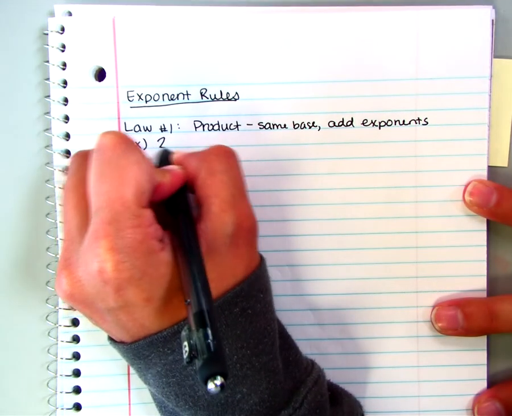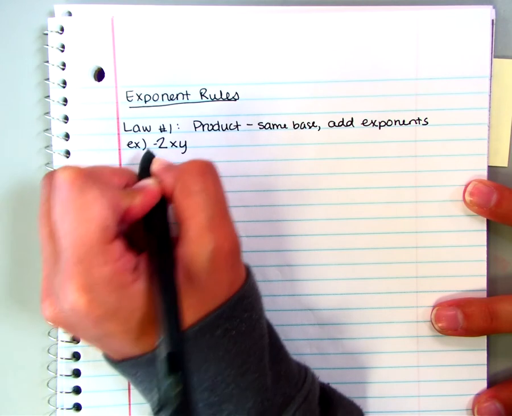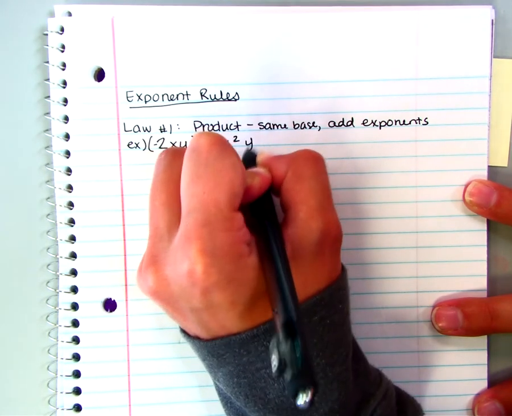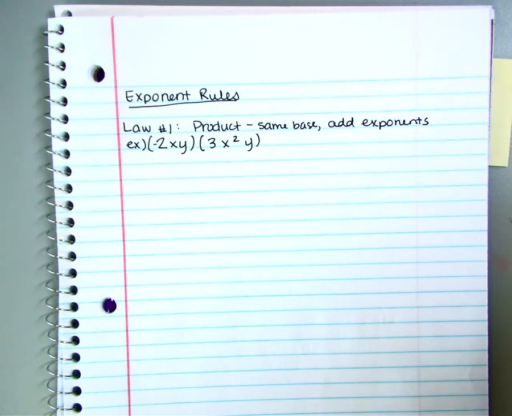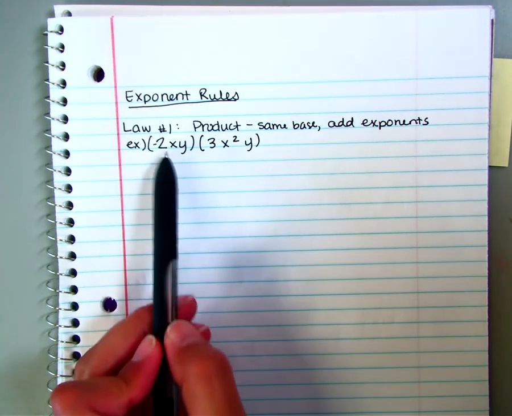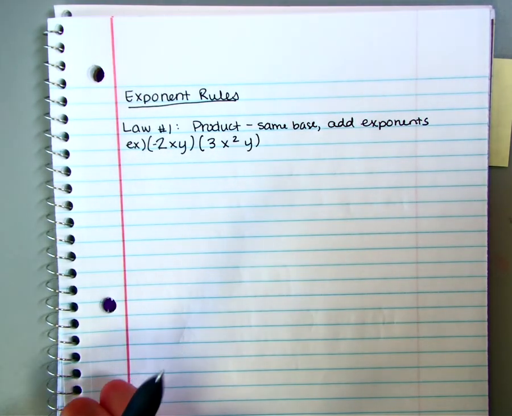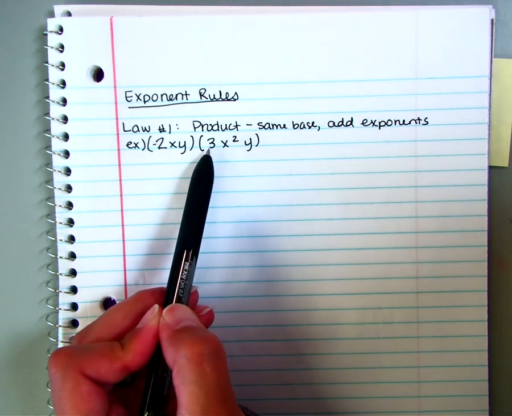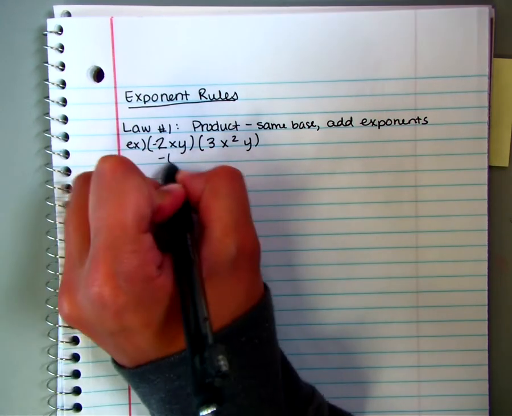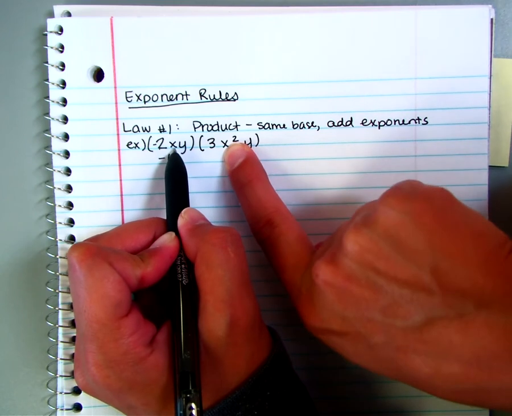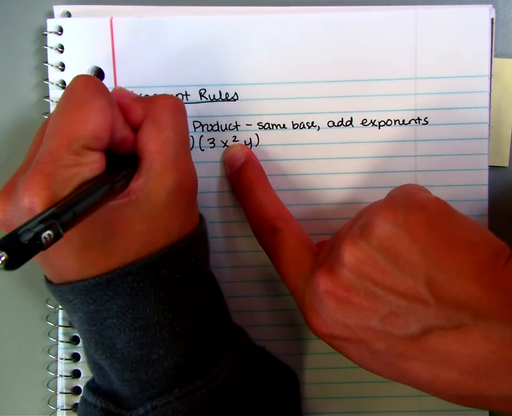So if you have a negative 2xy times 3x squared y, well, the stuff with the same base is what we're going to multiply. So my coefficients technically have the same base. It's a constant. It's a number base. So negative 2 times 3 is negative 6. And then my base here of x, they have the same base. So we're going to add the exponents.